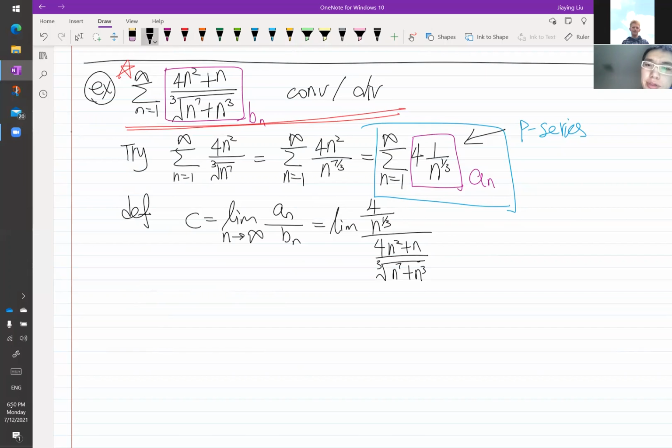So we need to take the limit of this. I'm just going to simplify this fraction. So that's the limit of 4 over n to the 1/3, times the reciprocal of the denominator fraction. So that's 4n squared plus n, and the numerator is cube root of n to the 7th plus n cubed.